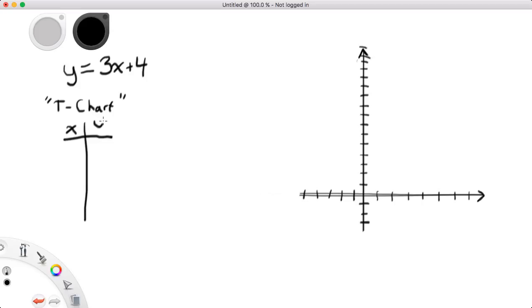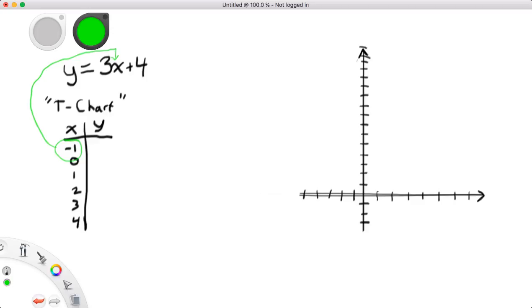And a T-chart is just something where you make an XY table. I don't even know if T-chart is the real name for it. I heard that somewhere. Maybe it's not. Who knows? But we're going to use an XY table, and we're going to put in values of x that we're going to choose as our input into this table. And from it, we're going to get outputs that are values of y.